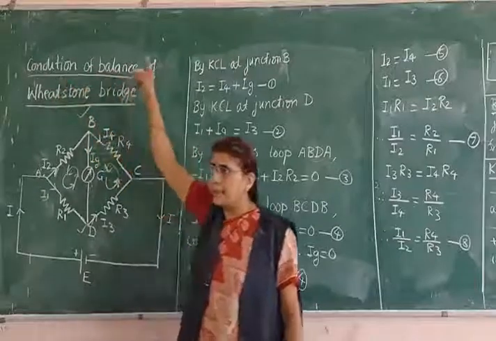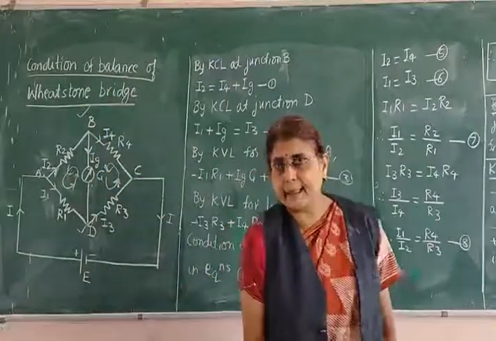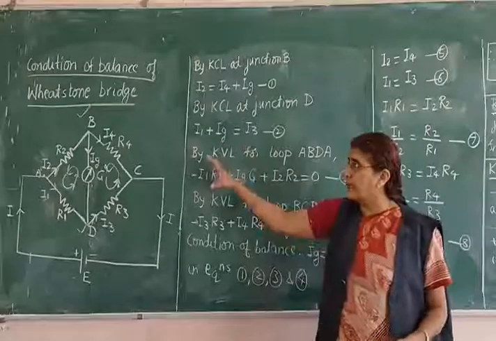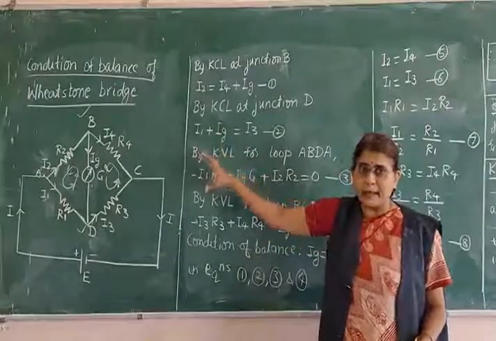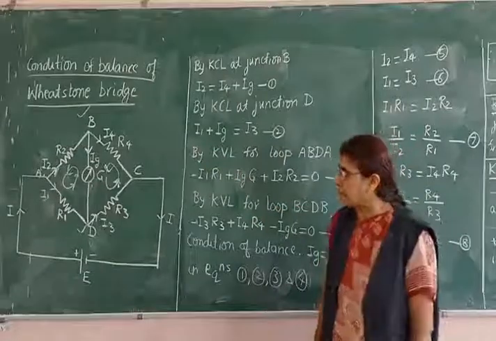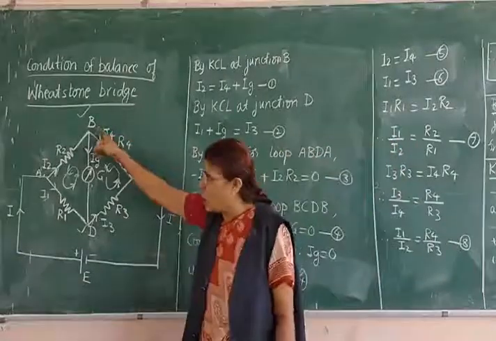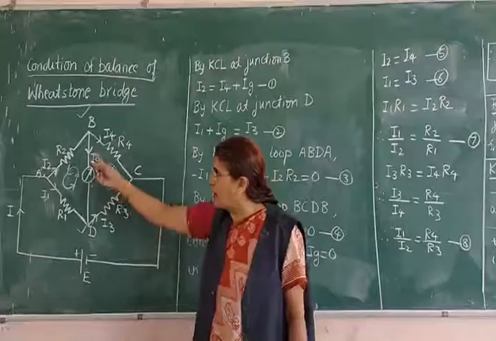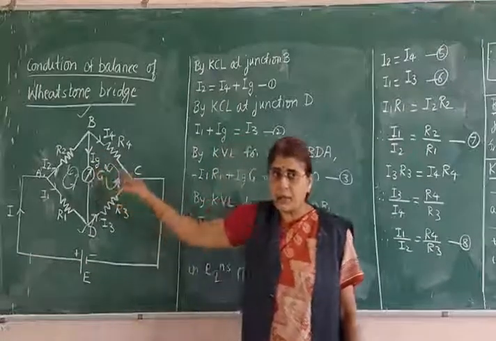I have written one word there: condition of balance. What do you mean by the condition of balance, or when do you say that the Wheatstone's bridge is balanced? The condition is like this: whenever no current passes through the galvanometer. What is the current passing through the galvanometer?